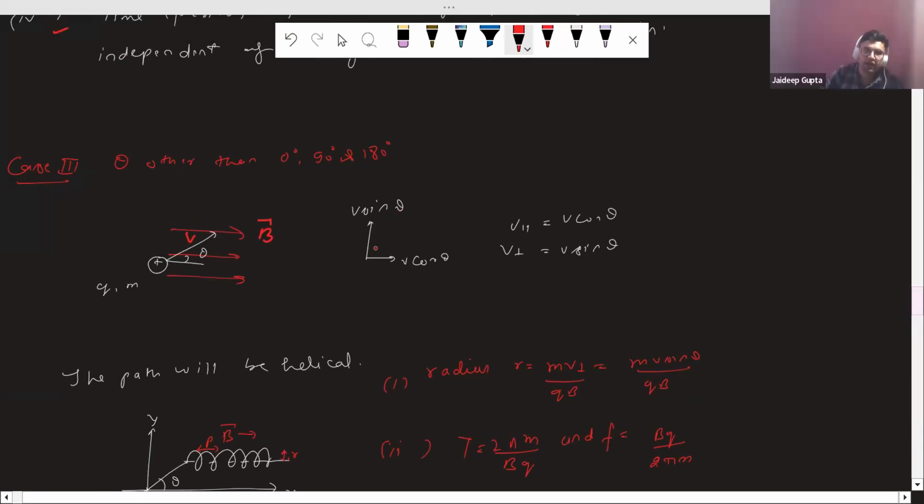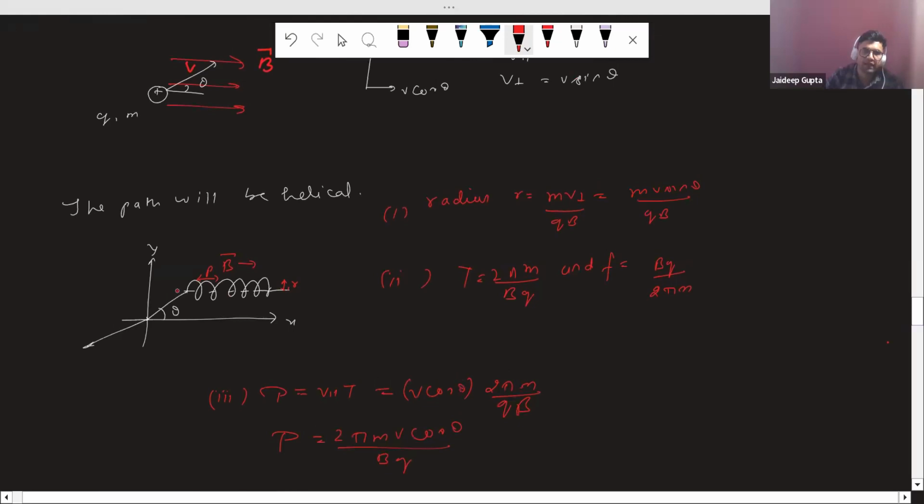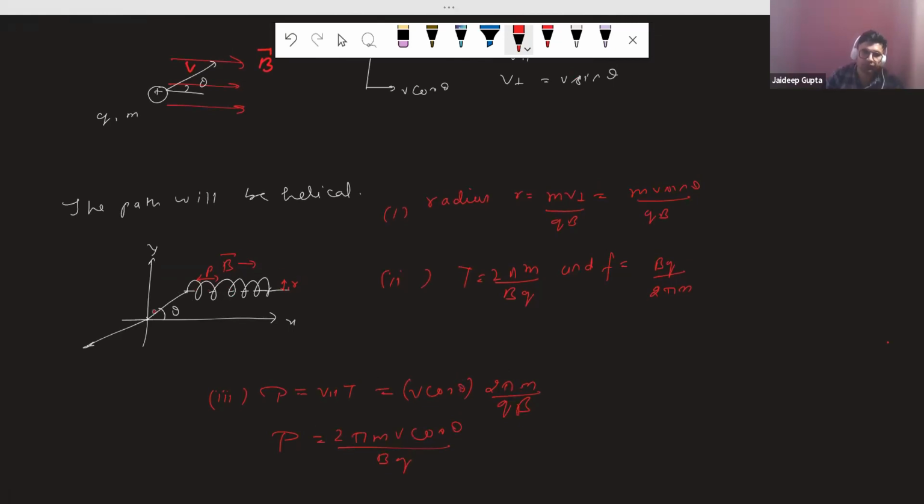Fine. So the path is helical, like a helix. This will be a helical path. The magnetic field is along the x-axis, and we project the particle at an angle theta with velocity v. So the path will be helical.